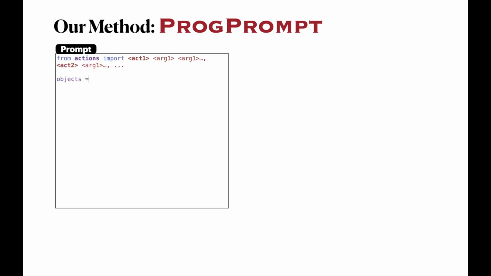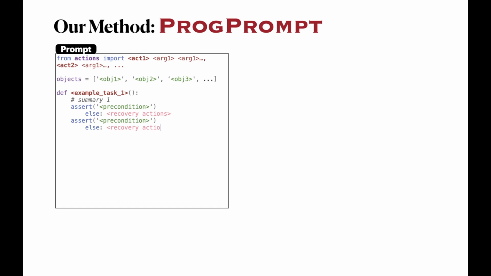We introduce ProgPrompt, a prompting method that uses programming language features to tackle these challenges. ProgPrompt provides an LLM with a Pythonic program header that imports available actions and their arguments, shows a list of environment objects, followed by multiple example task plans formatted as Pythonic functions. The function name is a task specification, and the function implementation is an example task plan.